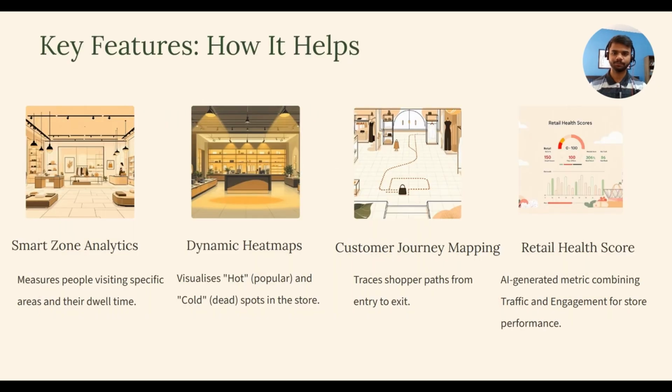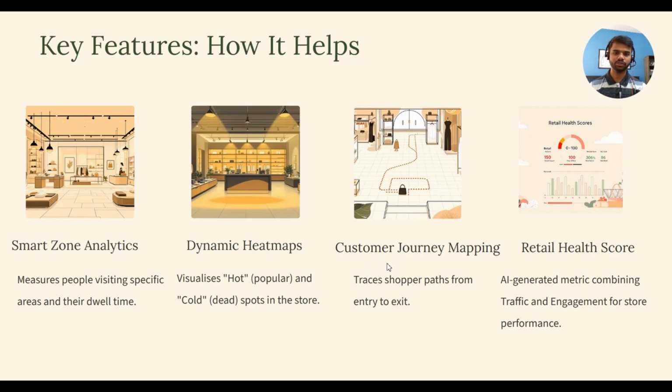Now let's see the key features and how they help the shop owner analyze. The first is Smart Zone Analytics, which measures people visiting a specific area and their dwell time. Dwell time means how much time a person spends in that specific zone. The next is Dynamic Heat Maps. It visualizes hot zones, which means popular zones, and cold zones, which means dead spots where no one visits. So the store owner can get an idea that people are spending more time here, so I should promote my major products by keeping them in this section, and also do something to increase the footfall of people into the cold section of the store.